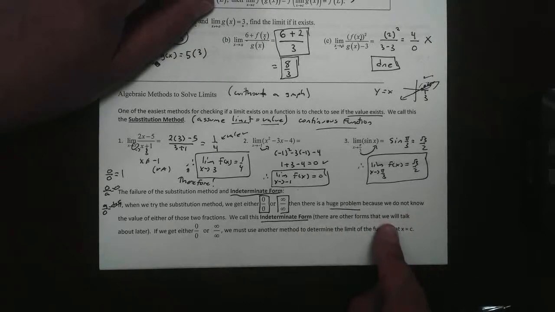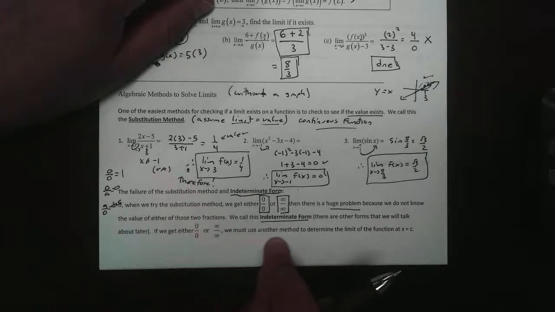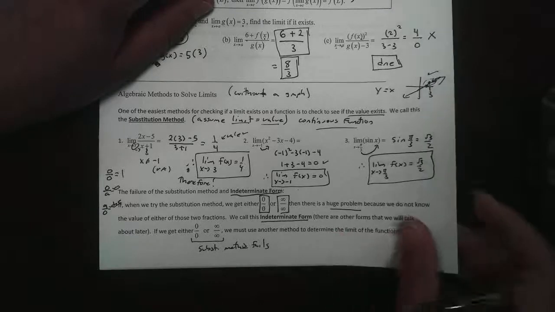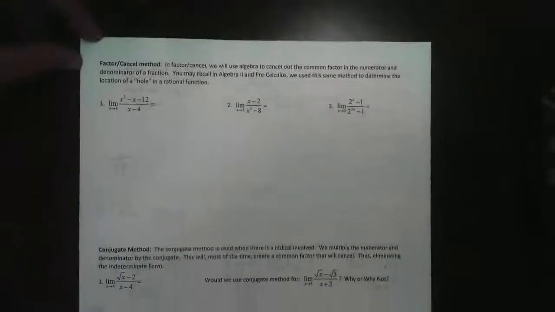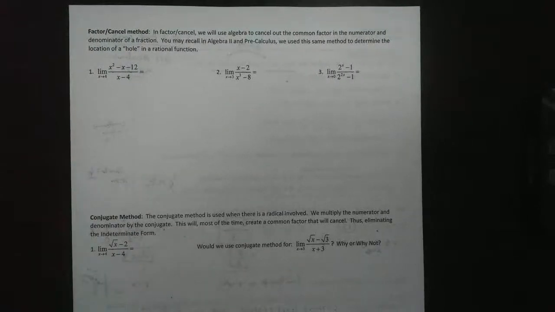Now there are a lot of other indeterminate forms we're going to talk about later on. If we try the substitution method and we get one of these, we have to come up with another method. This is where the substitution method fails. And the method we talk about is what's called the factor cancel method. So I'll tell you what, we're going to pause right here for now. What I want you guys to do is go on to lesson number 2, and we'll take a look at the factor cancel method and the conjugate method. Okay? See you soon.